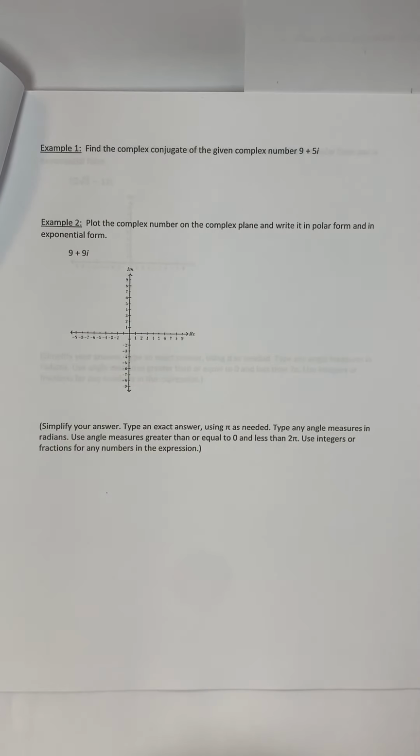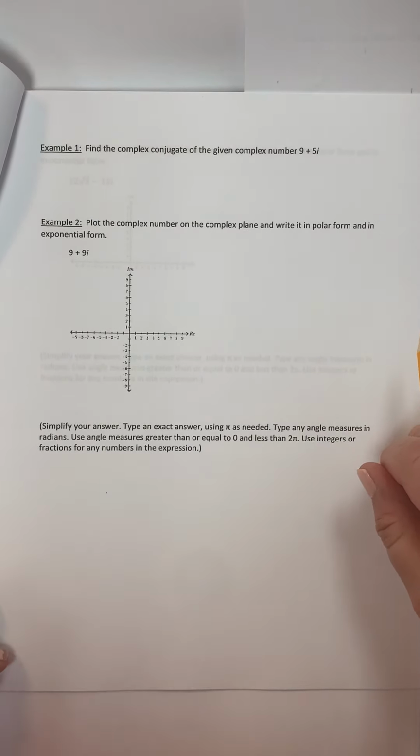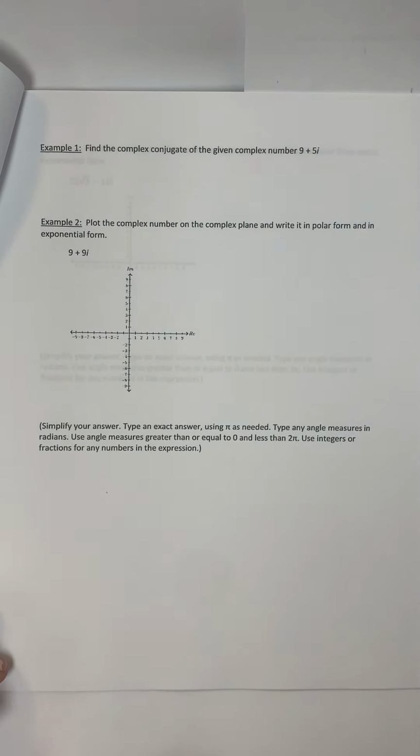Okay, so let's jump right into our examples. We have quite a few. This is the longest section we have left, and then 9.4 and 9.5 are pretty fast. So here we go. Example 1, find the complex conjugate of the given complex number.